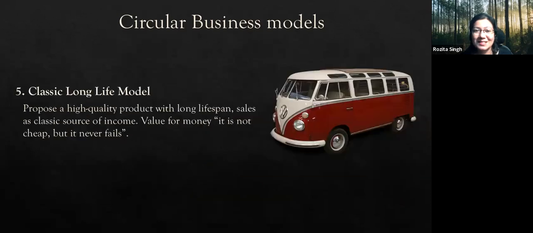The fifth example is quite a classic long life model. So really a high quality product with long lifespan, with sales as the classic income. Our cars, right? We don't want to replace our cars every year. We want longer lasting cars as well.